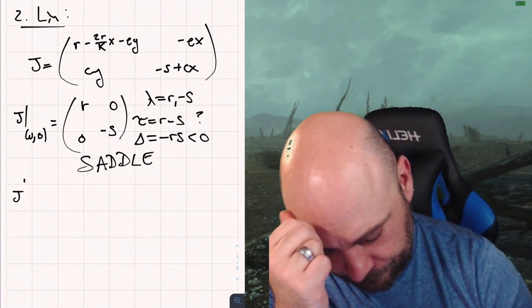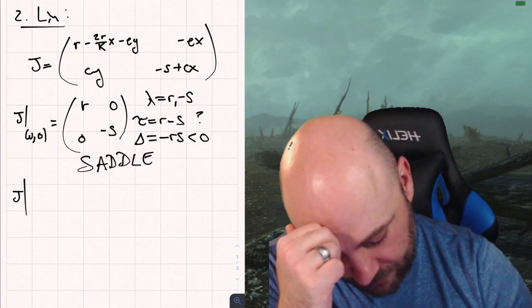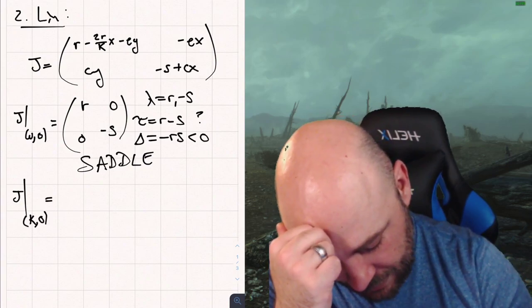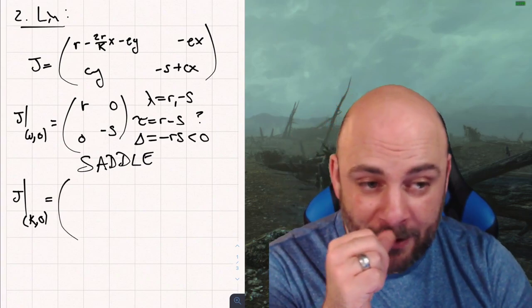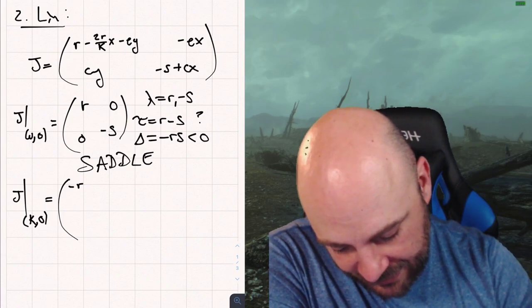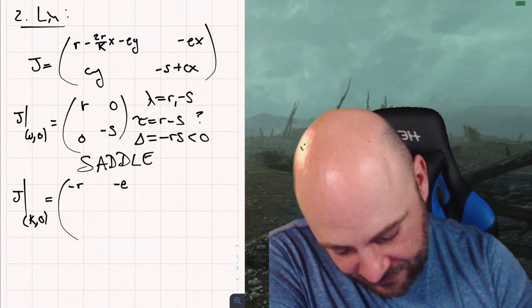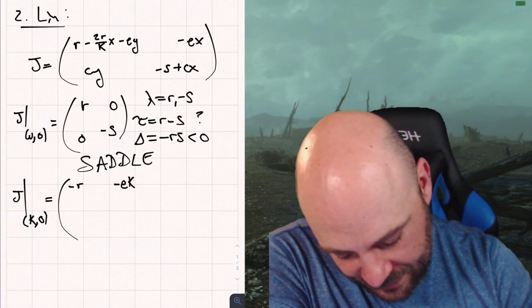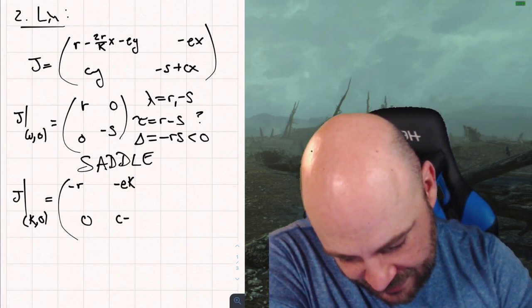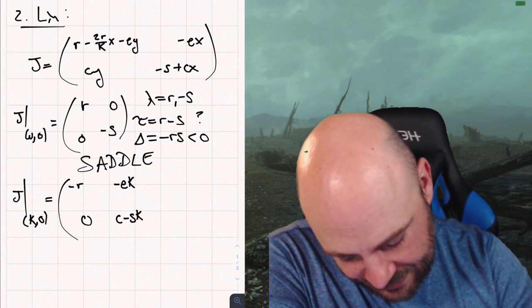And for some reason, I always write saddle in all caps. Don't know why. Now, the Jacobian at my next equilibrium point, which was (K, 0). So this is when species X is at its carrying capacity and there's no species Y to speak of. I'm going to get negative r, negative eK, 0, and cK minus s.